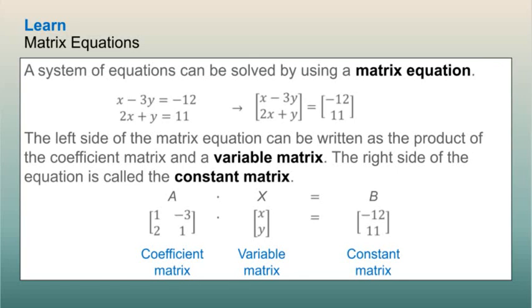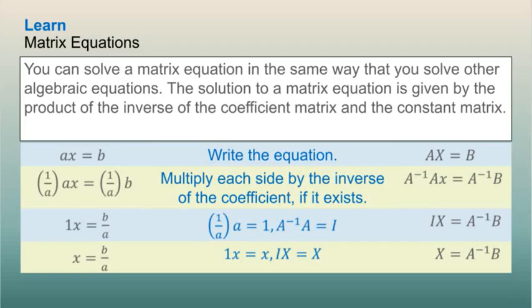Next, matrix equations. A system of equations can be solved by using a matrix equation. The left side of the matrix equation can be written as a product of the coefficient matrix and a variable matrix. The right side of the equation is called a constant matrix. Now, in a previous lesson, we did go through how to show it on our calculator. Here we're going to show how you can do that in the paper method.